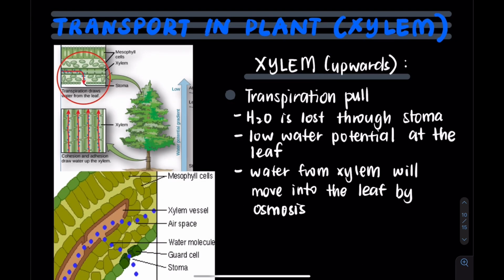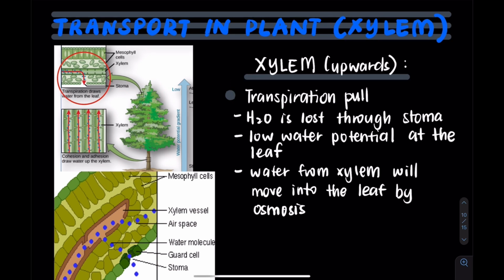During transpiration, water is lost through the stoma at the leaf. This causes the water potential of the leaf cell to decrease. So, water from the xylem will move to the leaf cell by osmosis to replace the water loss. The movement of water from the xylem of the stem to the leaf cell to replace the water loss is known as transpiration pull because the water is pulled or moved up due to transpiration.